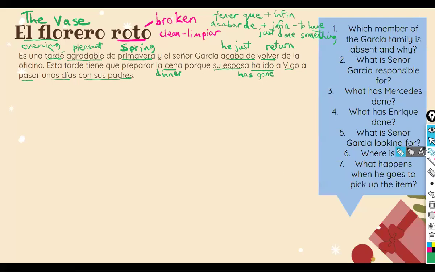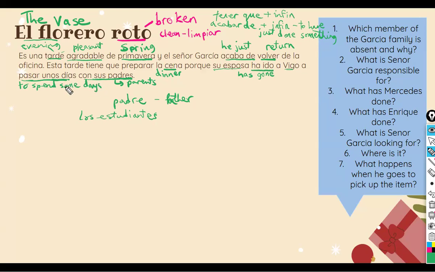Yes, now padre normally means father, right? And madre means mother. The thing is, just as if you're referring to all the students in a class, you would put los estudiantes, even if they are boys and girls. We're referring to mother and father, we say padres, sus padres, right? So parents, she's going to spend some time with her parents. Pasar unos días, to spend some time, some days. To spend a few days, the better translation is a few days, right? We would say los estudiantes unless all the students were female.